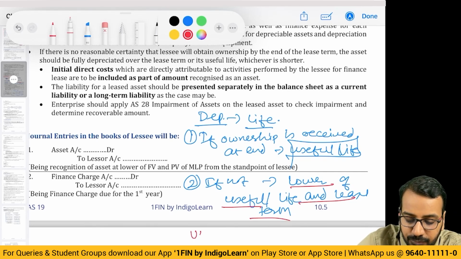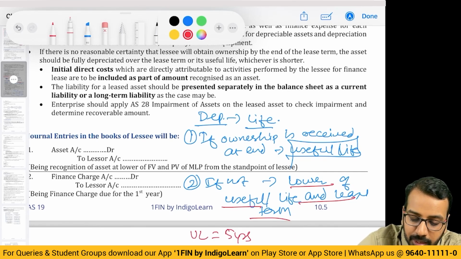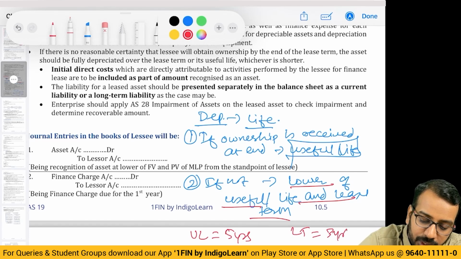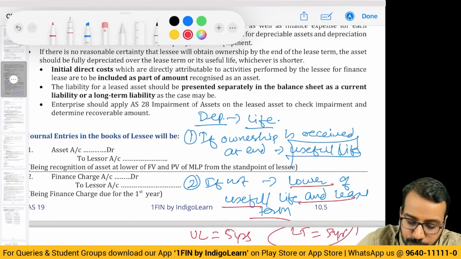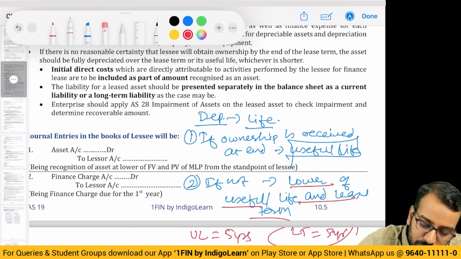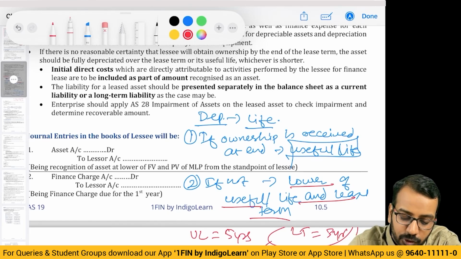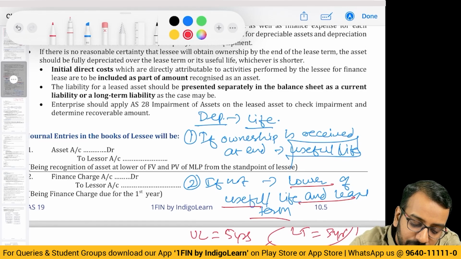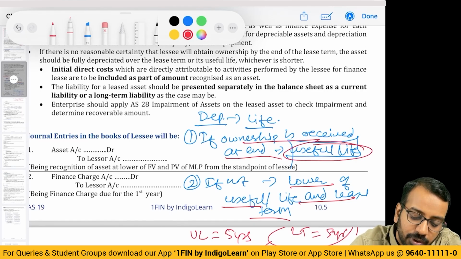Meaning to say, if useful life is 5 years, lease term is only 3 years, you will depreciate over 3 years. If useful life is 2 years, lease term is 3 years, then also you will depreciate it over a useful life of 2 years only, lower of the two. But if the ownership is received, then you will take the useful life.